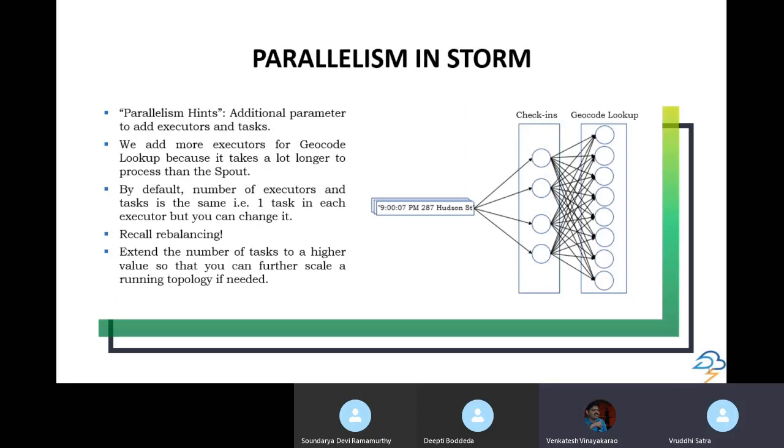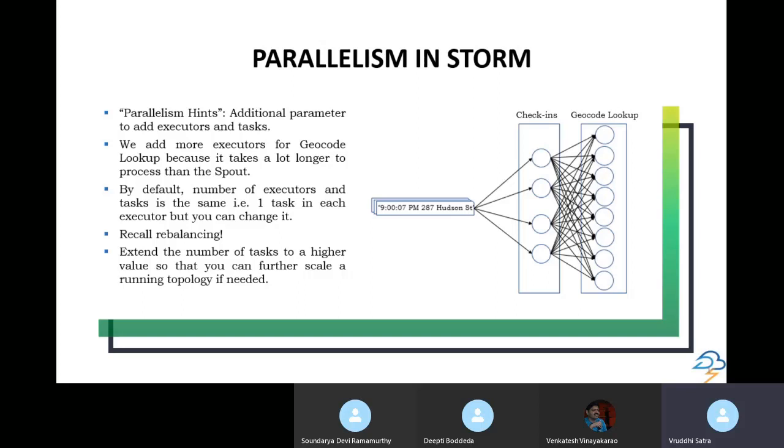So we discussed executors and tasks earlier. There's an additional parameter called parallelism hints while building spouts and bolts to add executors and tasks. So let's say we add 4 executors for check-ins and 8 executors for geocode lookup, each having 1 task. We add more for geocode lookup because it takes a lot longer to process than the spout. And by default, the number of executors and tasks is equal, that is 1 task in each executor, but we can change it.